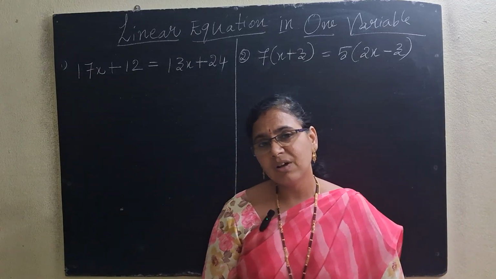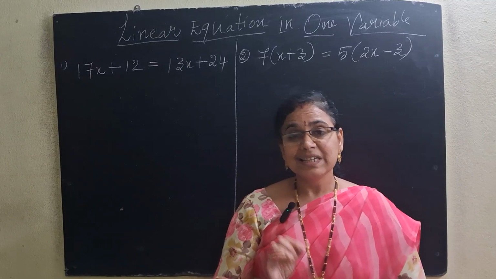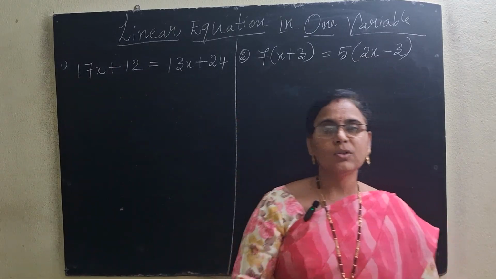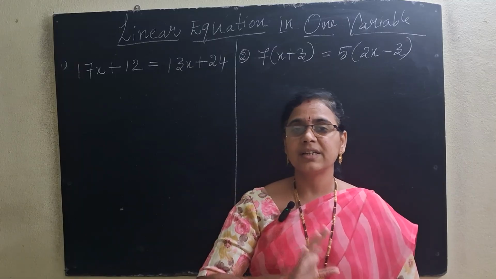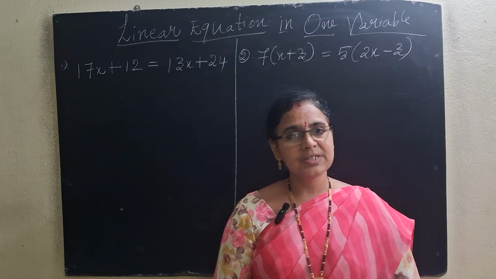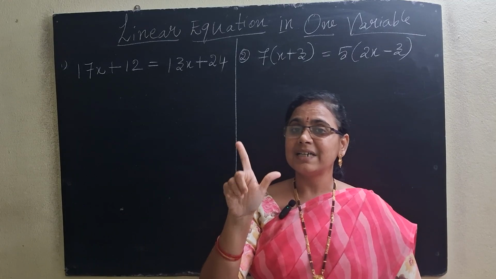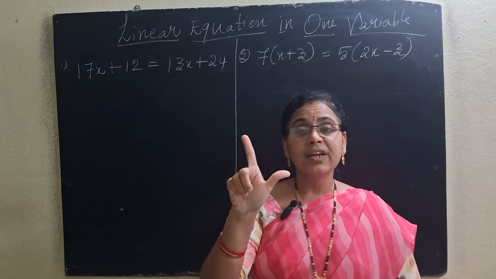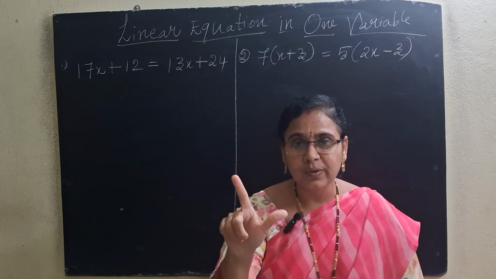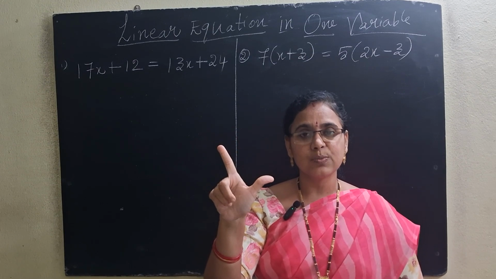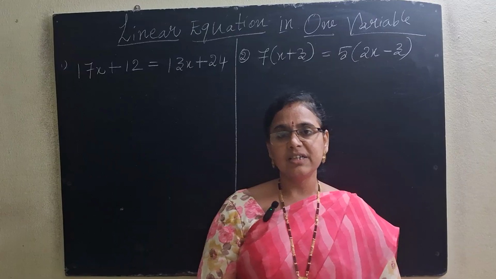What is the meaning of equation? Equation means if the variable and is equal to are there, then we will say that is an equation. Did you understand? Variable and is equal to. When it satisfies these two things, then only we will say that is an equation.